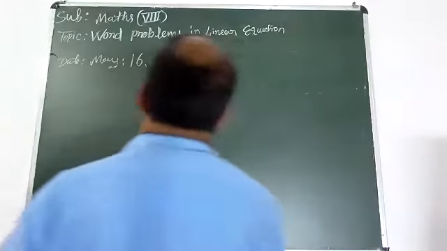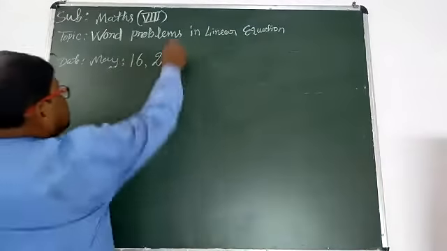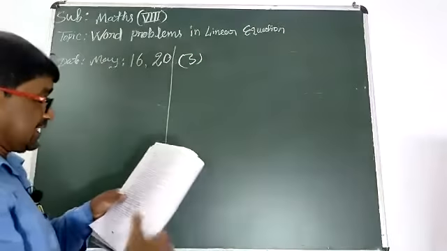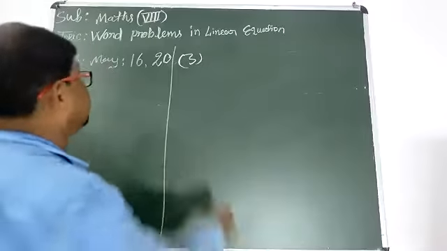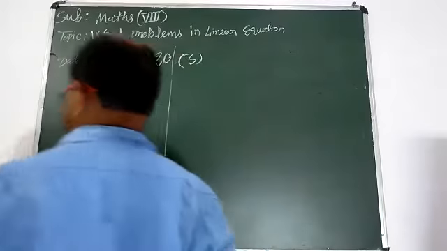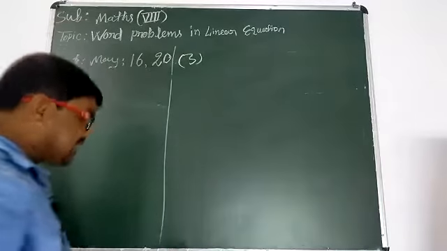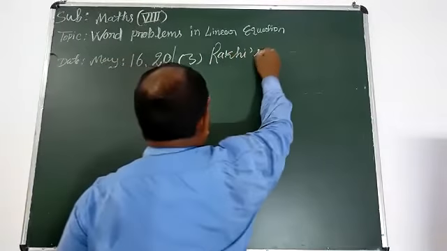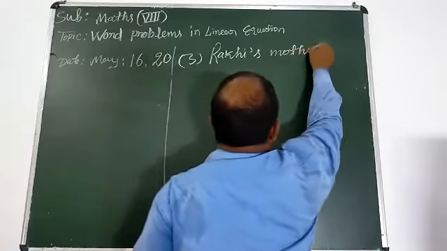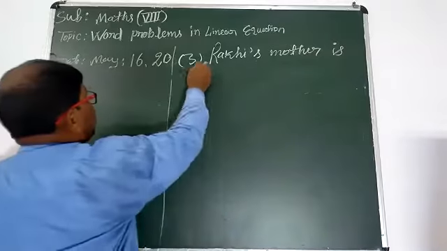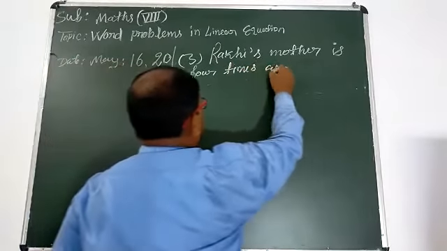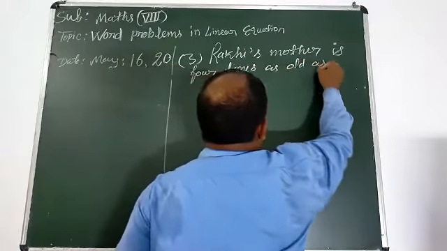Now, the third type of problem today. Third type of problem, student, you should write down. Rakhi's mother is 4 times as old as Rakhi. This problem is related to age. Rakhi's mother is 4 times as old as Rakhi.